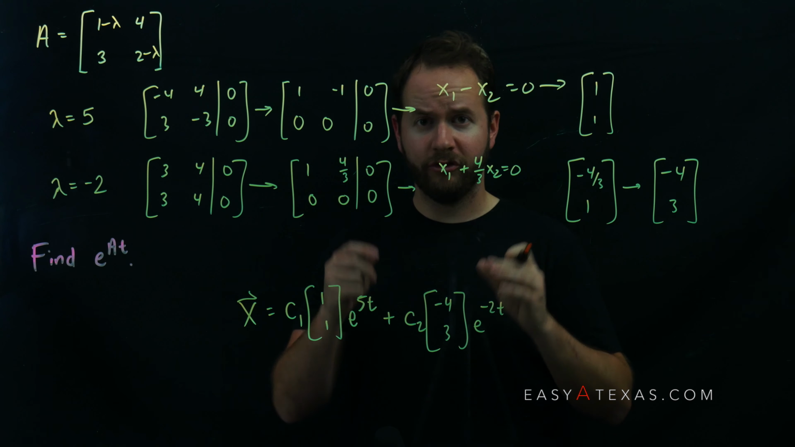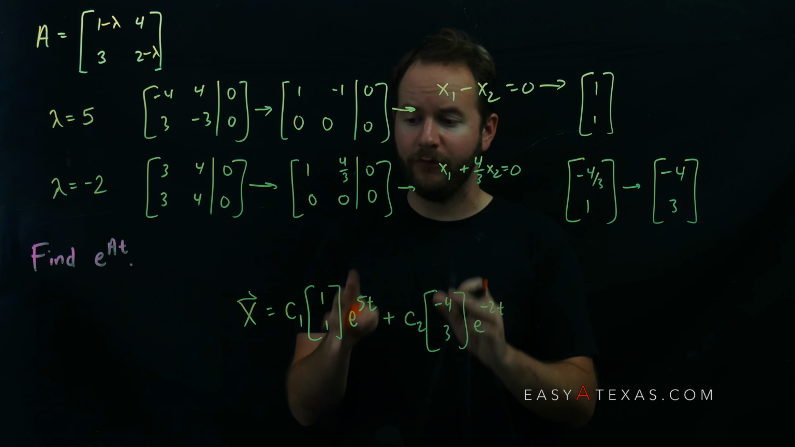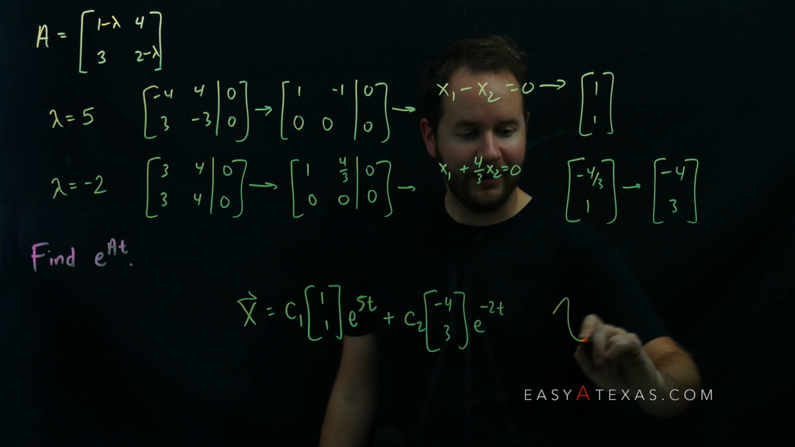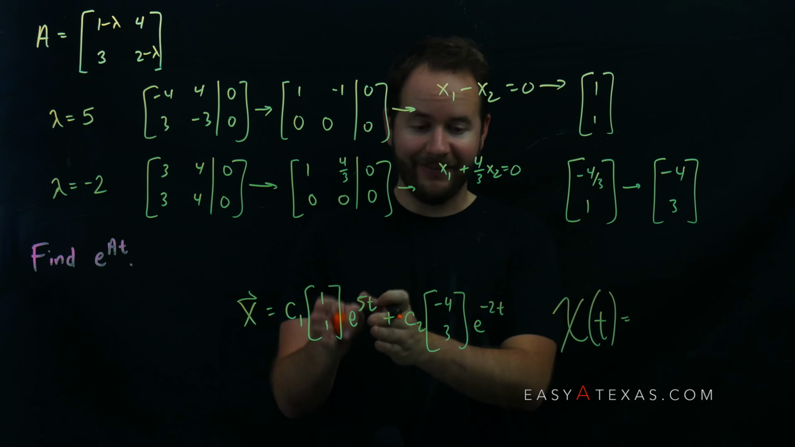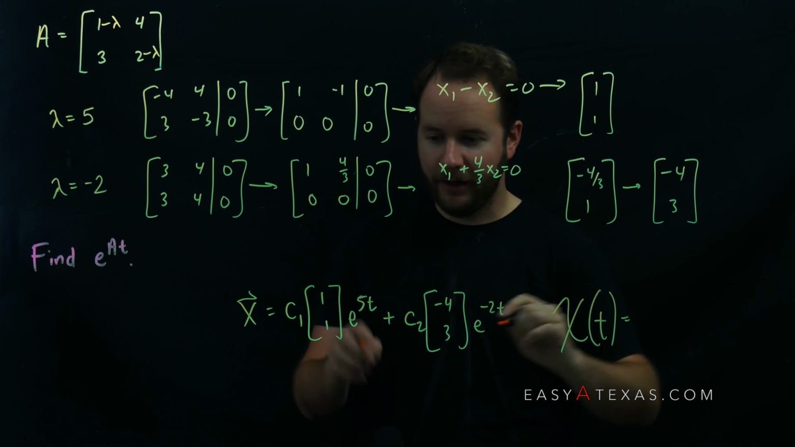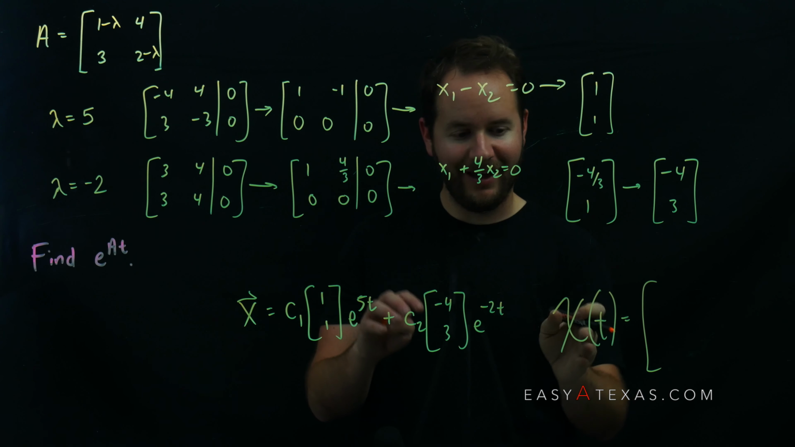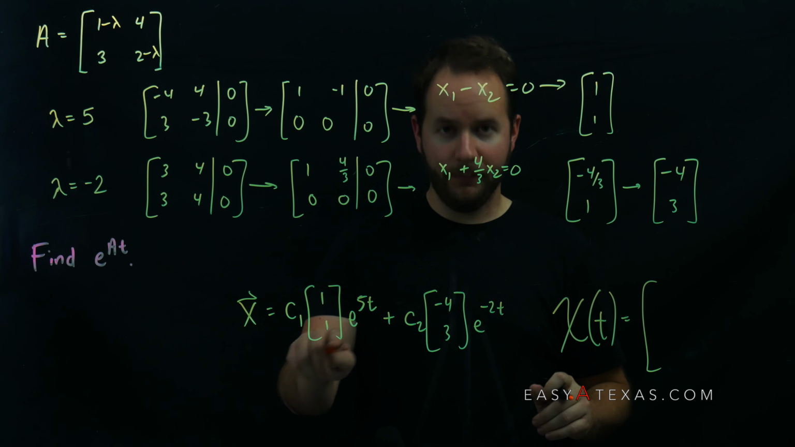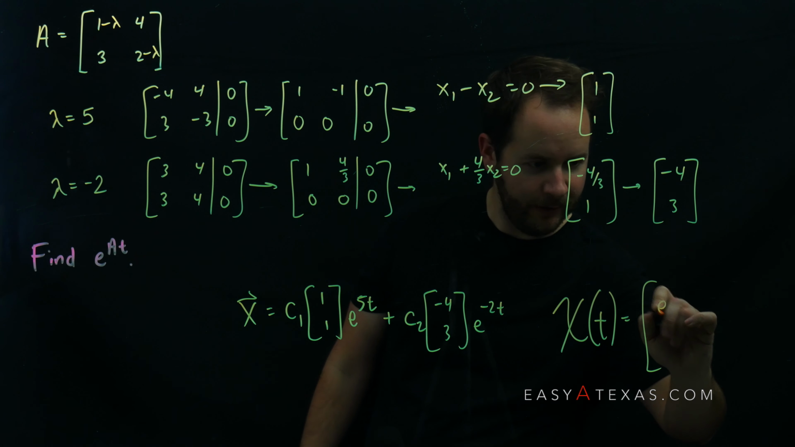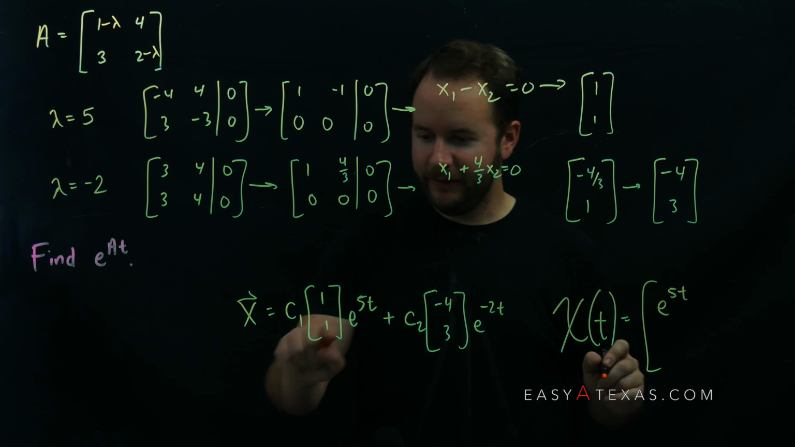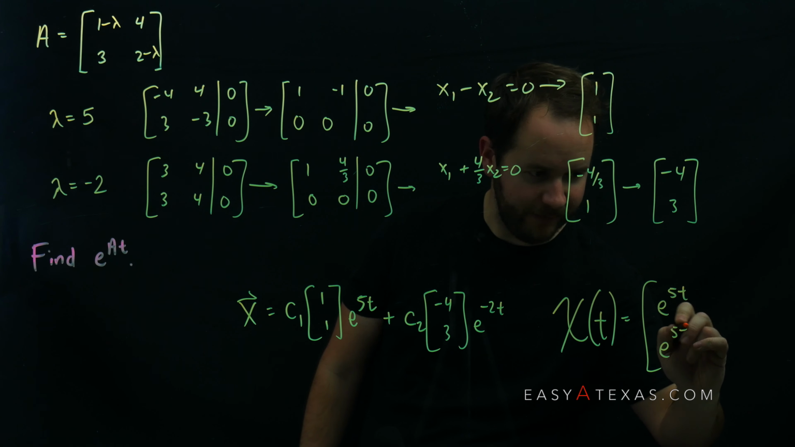But what I want to do is show you how to get this matrix exponential. So what I'm going to do first is create a matrix called chi. The chi matrix, chi of t, is taking each solution as a column in this matrix. So for instance, the first column of this chi matrix is 1, 1, but with the e to the 5t multiplied inside. So we'll say e to the 5t times 1, that will be e to the 5t. And e to the 5t times this one will also be e to the 5t.